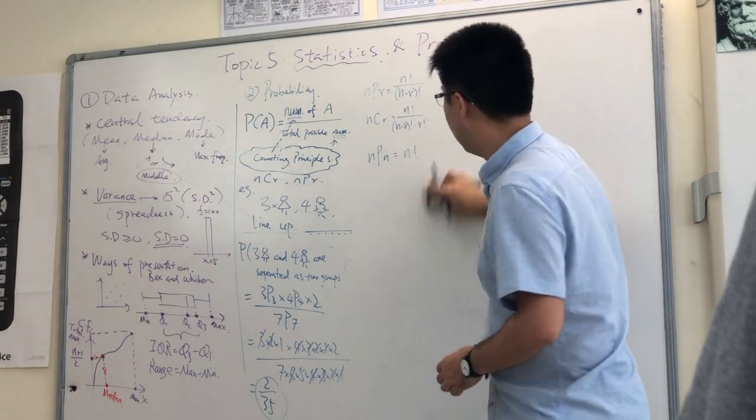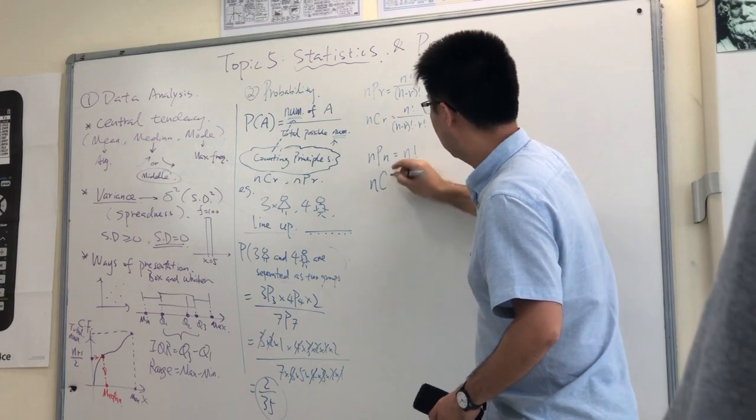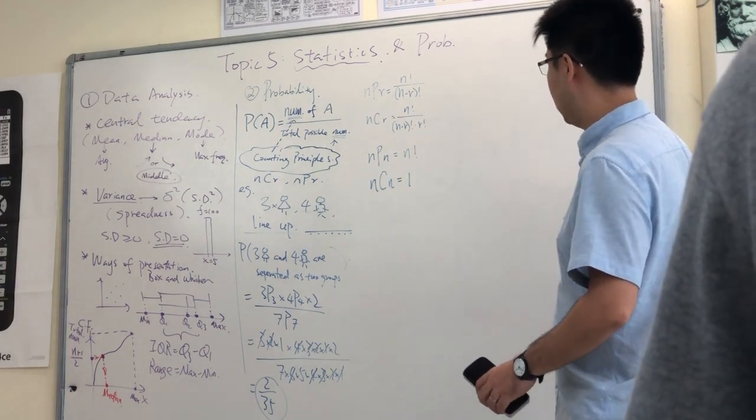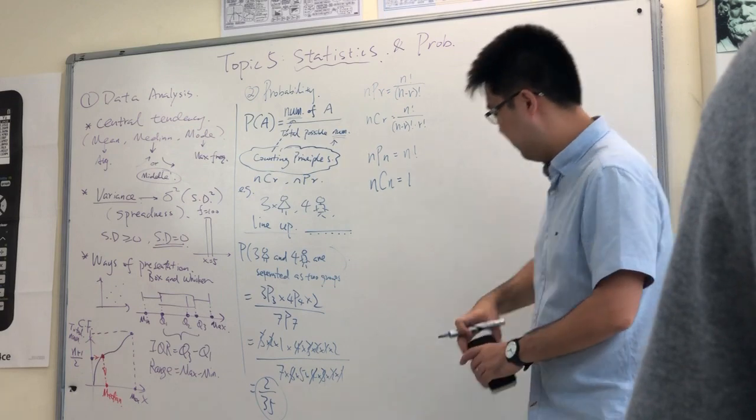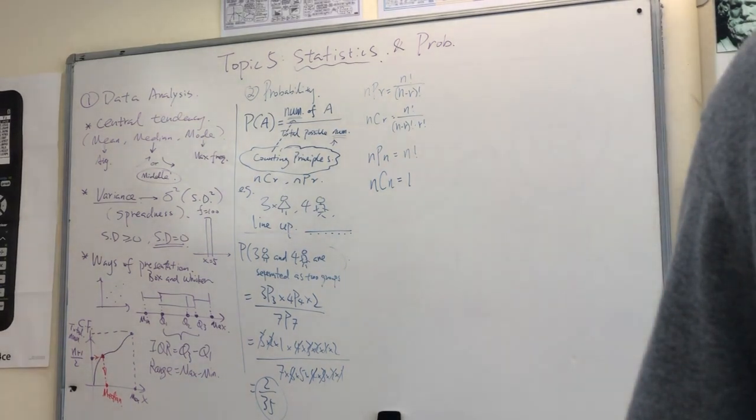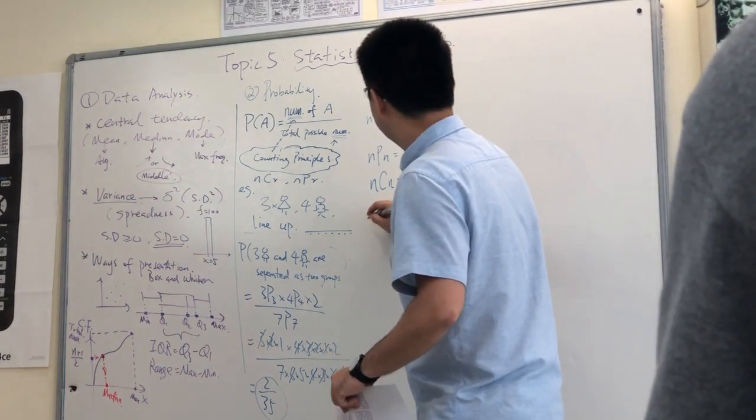And so nPn, and what about nCn? 1. Yeah, it's just equals to 1. Just special cases. Okay, so that's combination and permutation. Keep that in mind.